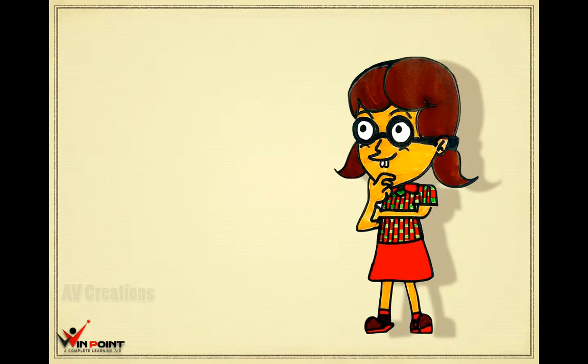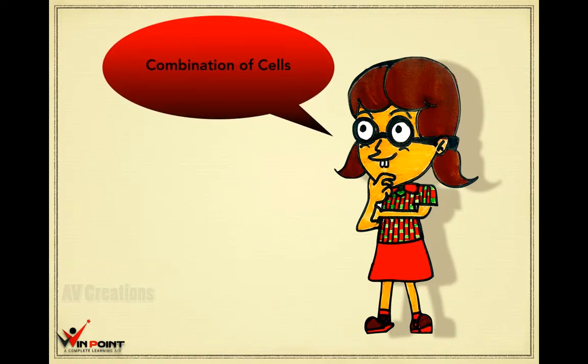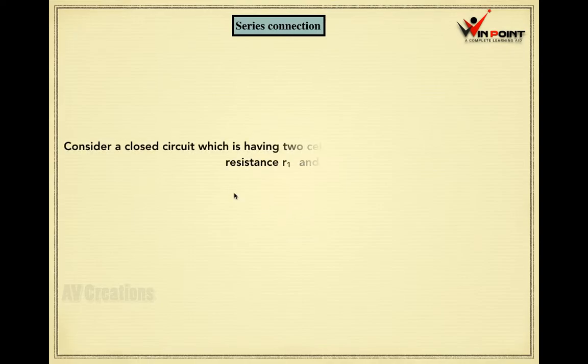Hi everyone. Now we are going to discuss the combination of cells. Cells can be connected in a circuit in two ways. One is series connection and the other is parallel. In series connection, we are going to consider a circuit which has two cells.